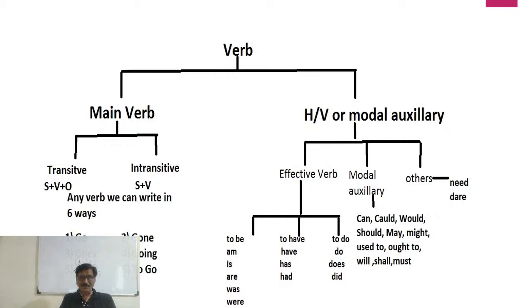These two forms are in the present tense, whereas had is in the past form. Then the forms of to do: do, does and did are there. Do we use in the present tense, does also we use in the present tense, whereas did we use in the past tense.